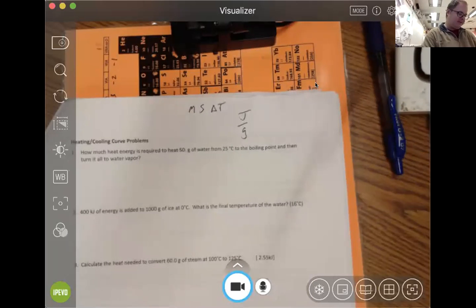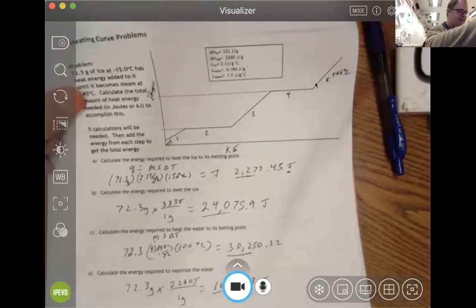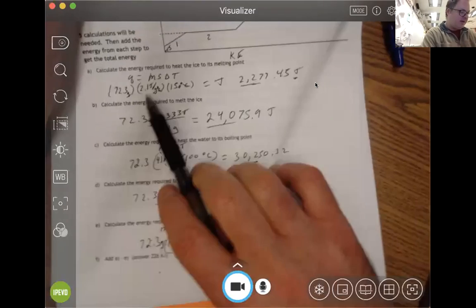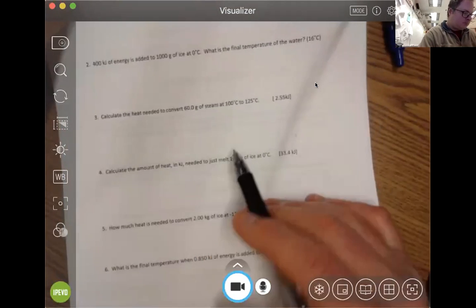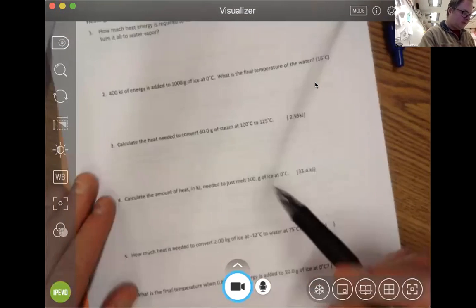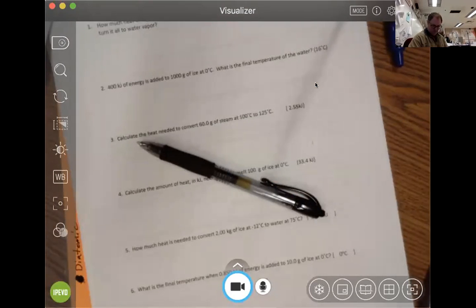So let's take a look at a few of these. As we did this one here yesterday, this takes you through the whole gauntlet. So hopefully you can see all of that. Let's just pick one. So we'll take a look, we got 6 here. Looks like we'll do number 6.